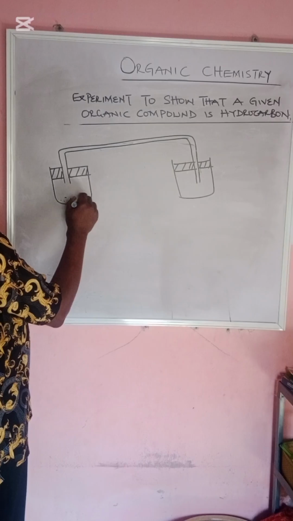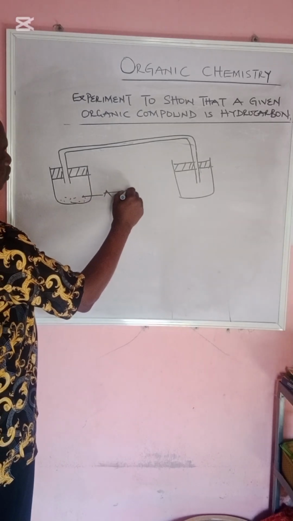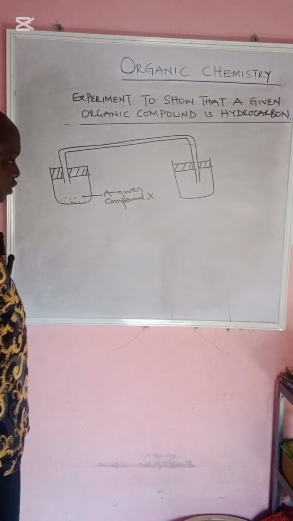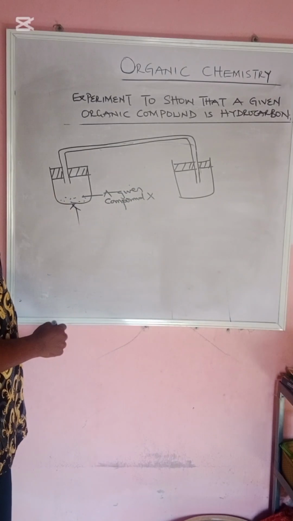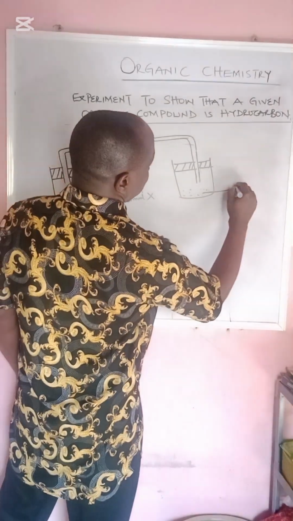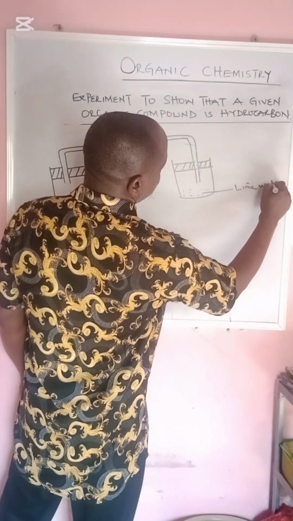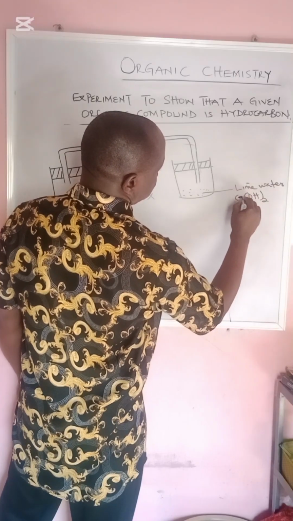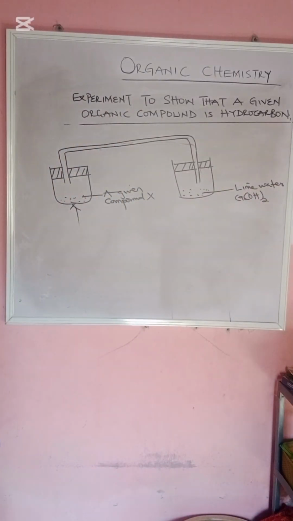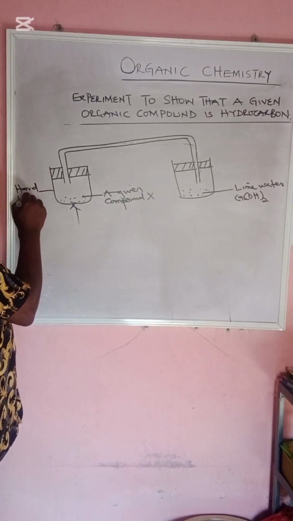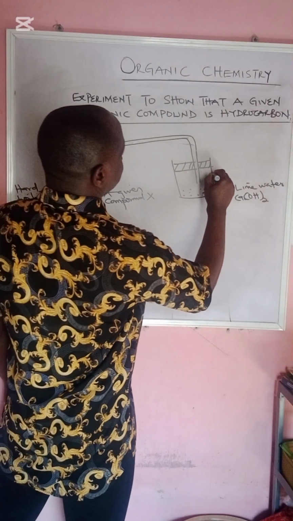So a given organic compound X, we call it X here, is heated. So here, put lime water here, the calcium hydroxide. Lime water has calcium hydroxide. This is boiling tube A. This is boiling tube B.